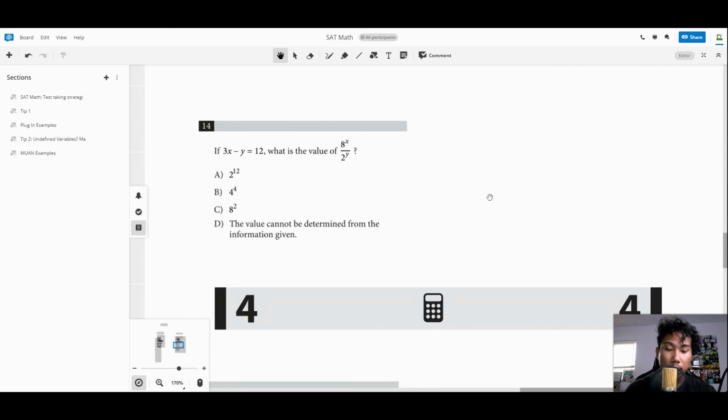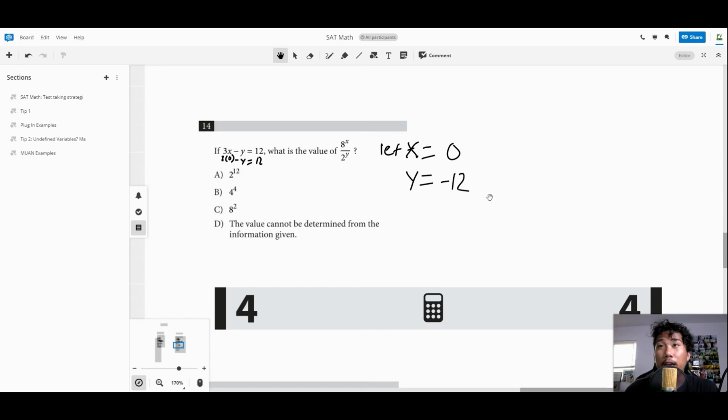Say 3x minus y is equal to 12. Well, what happens if I set x to a number like 0? Let's say let x equal 0. So if x is equal to 0, 3 times 0 minus y is equal to 12, which means that negative y is equal to 12. So y is equal to negative 12.